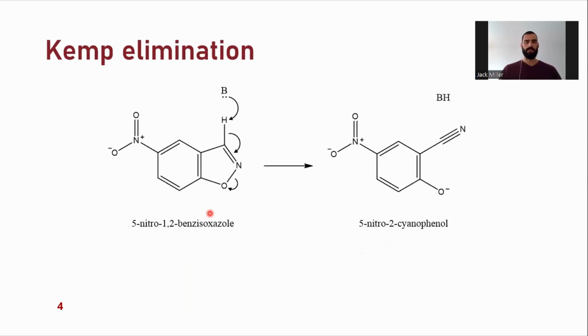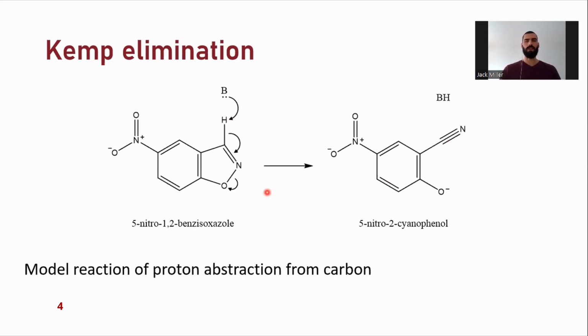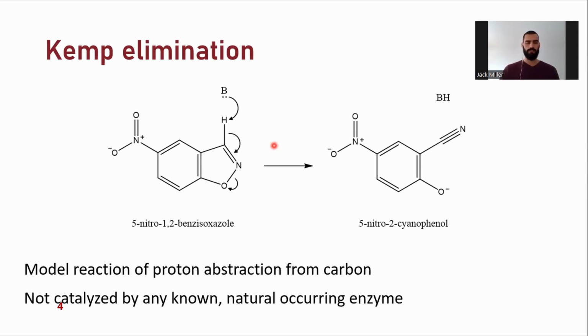A bit about the Kemp elimination itself. This is the model reaction for the extraction of a proton from a carbon. And as of now, there's no known enzyme in nature that catalyzes this reaction, which is why it was used in the first place. So you have a benzoxazole, and in the end, it turns into a cyanophenol product. The way that happens is a general base abstracts the proton, collapses the sigma bond down onto this nitrogen, which severs the nitrogen-oxygen bond, creating a phenoxide, and then giving you the cyanophenol product.